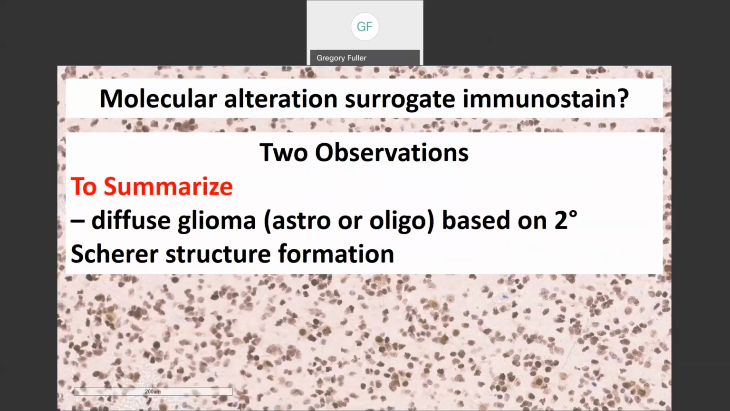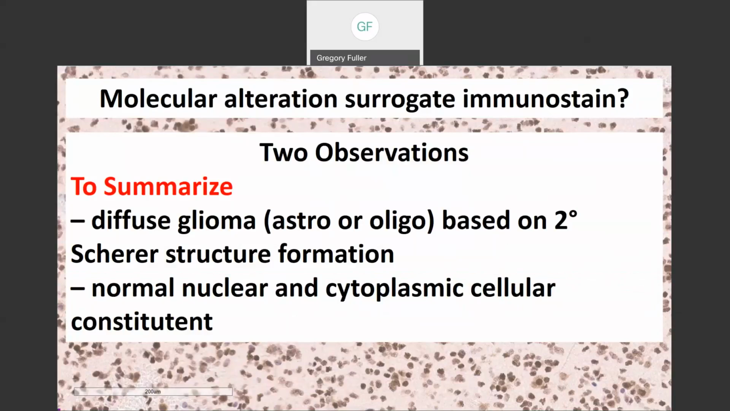All right, so to summarize, two observations. Diffuse glioma, astro or oligo, based on secondary structure formation. We got that far just by seeing the secondary structures of Scherer: perineuronal satellitosis, perivascular satellitosis, subpial accumulation, a band of tumor cells in the otherwise hypocellular molecular layer. Those are three of the most important, or shall I say clinically useful, of the eight secondary structures that Dr. Scherer described. All right, second observation, normal nuclear and cytoplasmic cellular constituent.